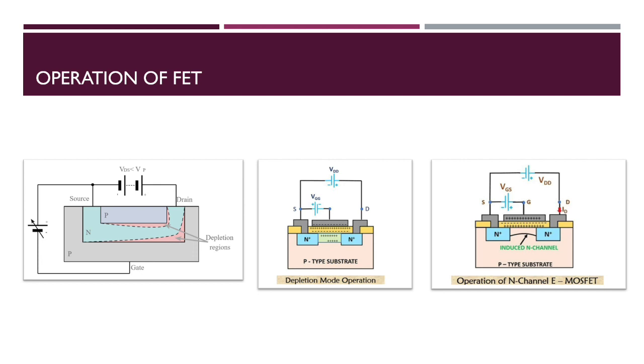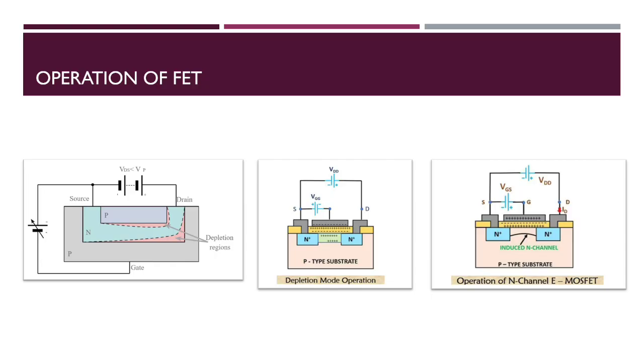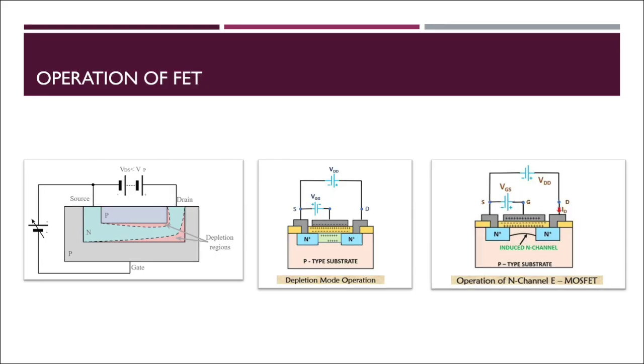Depletion MOSFETs are generally known as switch-on devices, because these transistors are generally closed when there is no bias voltage at the gate terminal. If the gate voltage increases in the positive direction, then the channel width increases in depletion mode.